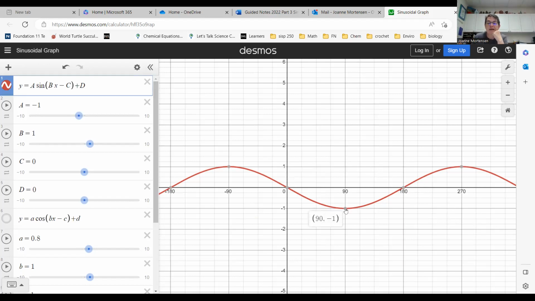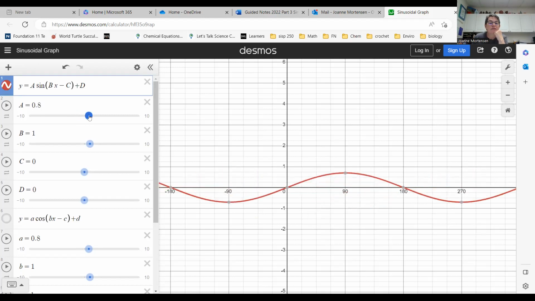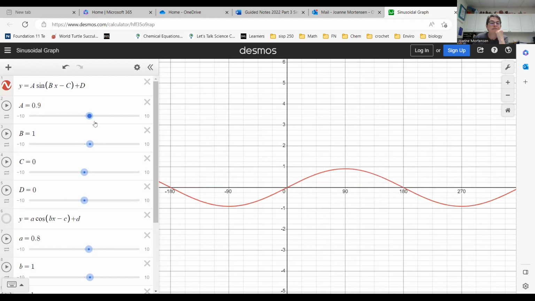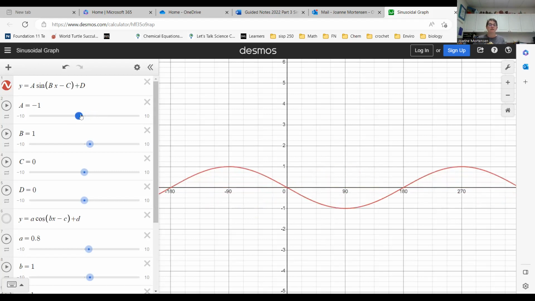But let me put this back to 1. That's where it normally is. But if we take this value and multiply it through by -1, it just flips it upside down. So when A is negative, your curve goes, what's the word I want? Goes down first and then goes up over the hill.